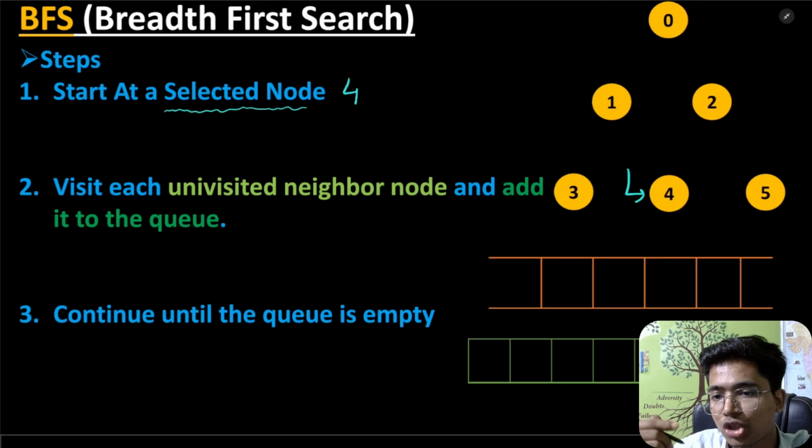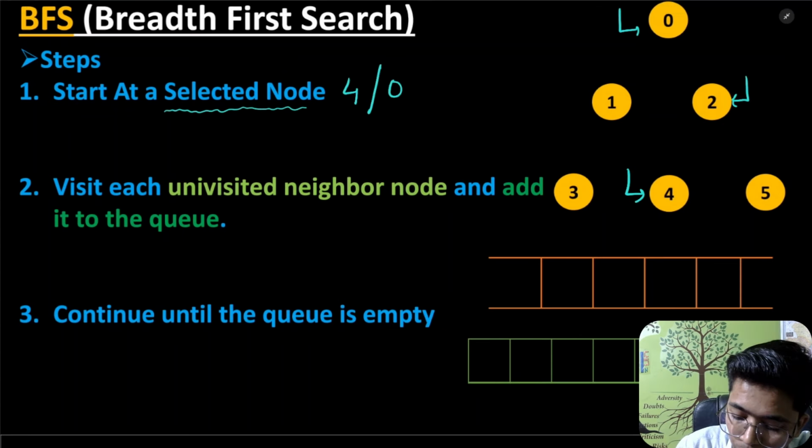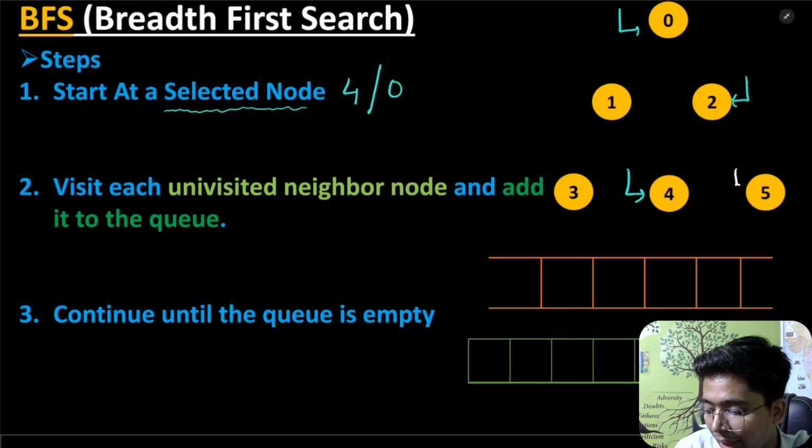Let's say in another question we have to start from node 0. Then we have to start from 0. That means we can start from any node, whatever is given. We can start from here, from here, or even from here. From any node we can start. Got it?